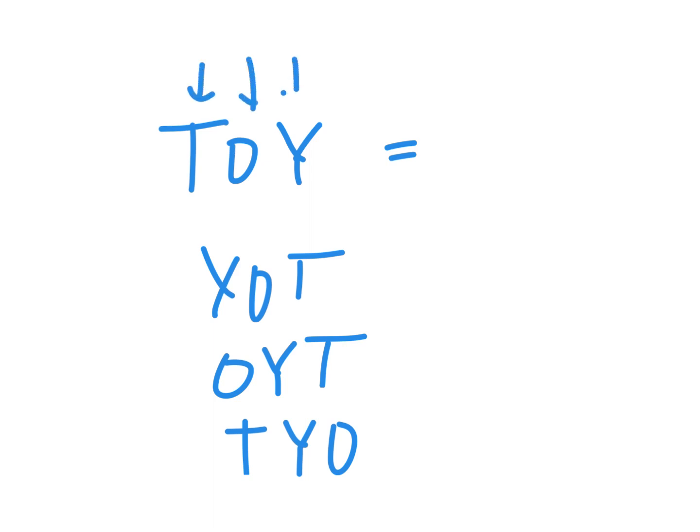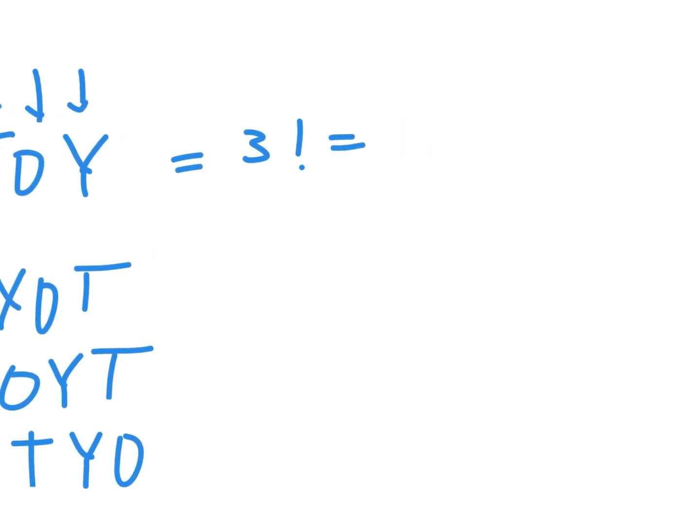Would you agree there's 3 letters? Then it is something called 3 factorial. All right? Now, what the heck is a factorial? Does anybody remember what this is? You learned it at one point. I think it was in geometry. Does anybody know?